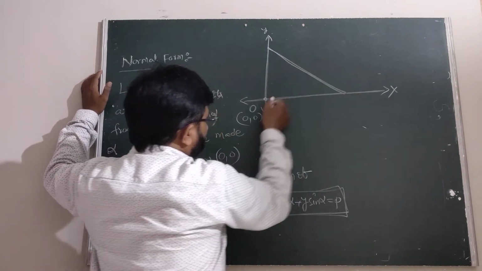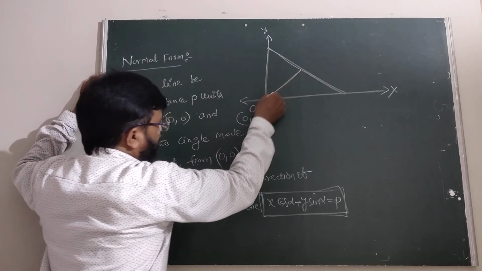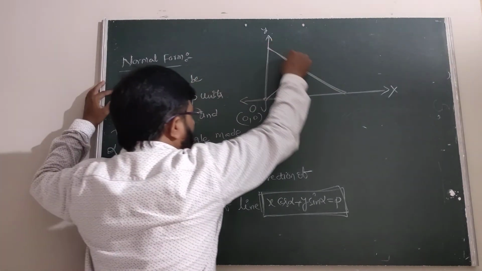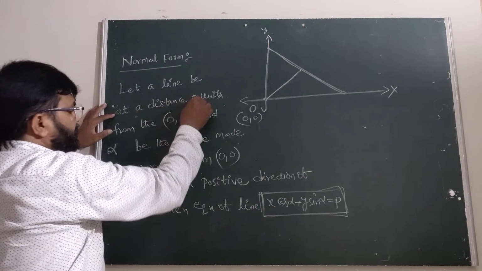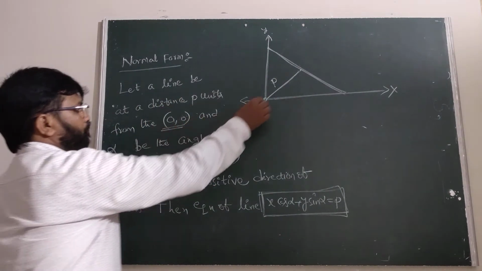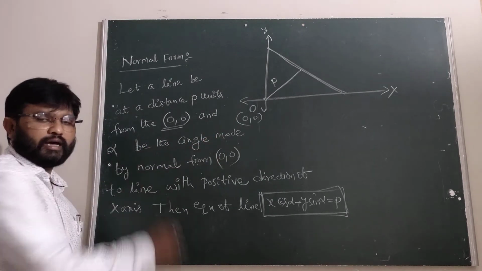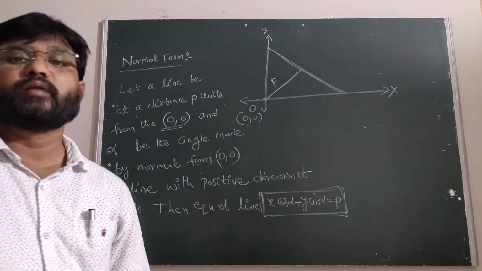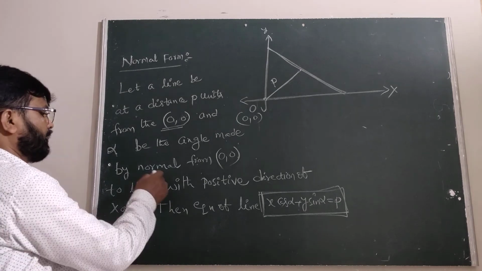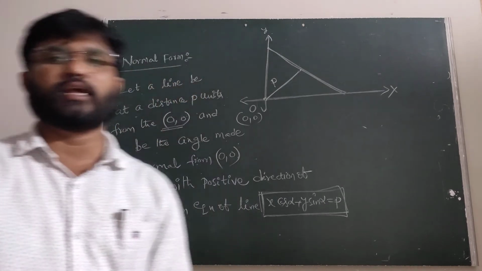The required line is at a distance p units. All of you listen here. Let AB be the line, at a distance of p units from the origin. Alpha be the angle made by the normal to the line from the origin.